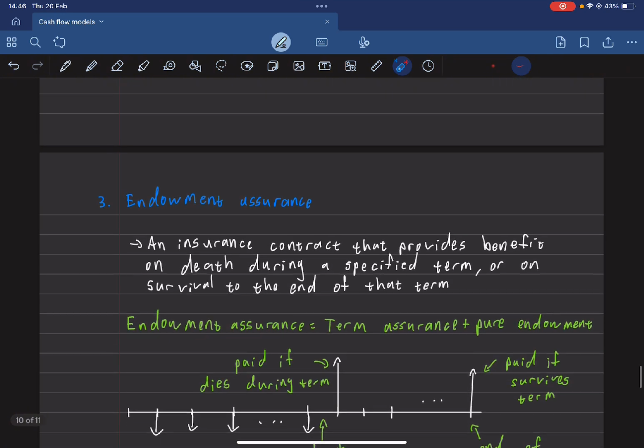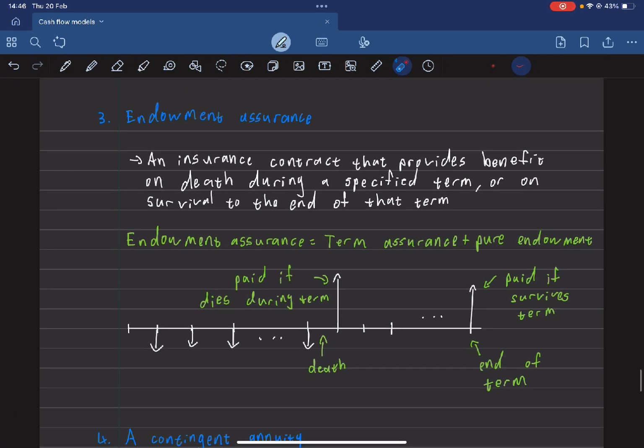Cool. Now let's have a look at an endowment assurance. So an endowment assurance is a contract that provides benefit on death. Okay, so on death again, during a specified term, or on survival. So it kind of looks like a combination of the two. So you get paid out on death, or you get paid out on survival to the end of the term. So endowment assurance is kind of like a combination of term assurance and pure endowment.